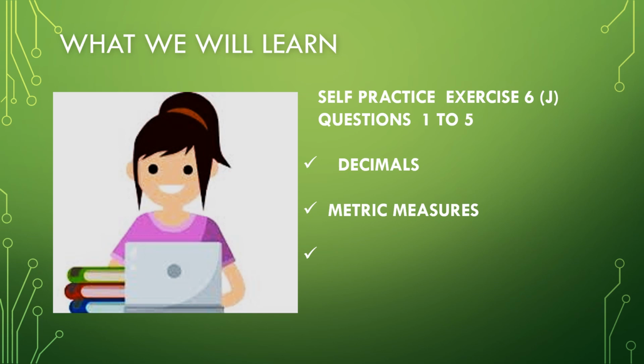What we learn today? Today we learn and solve self-practice exercise questions 1 to 5, self-practice 6J of chapter 6. Chapter name is Decimals and topic is metric measures. Let's solve some questions.